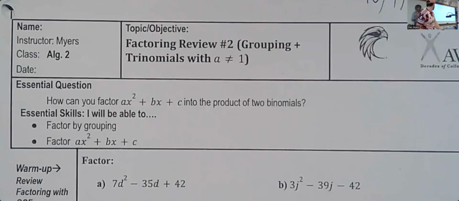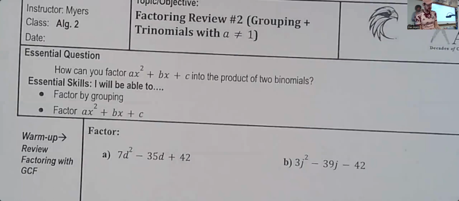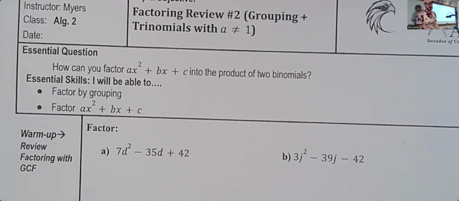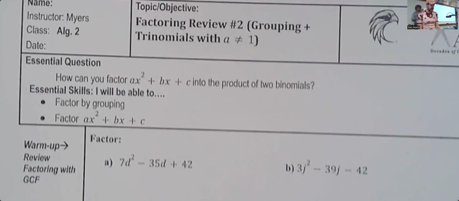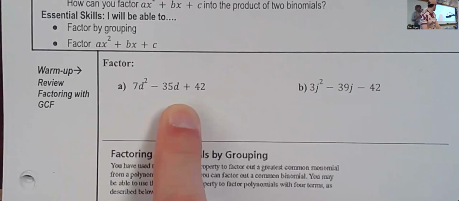All right. So we are going to be doing a couple things today. We're going to be talking about factoring by grouping along with factoring with a lead coefficient not equal to 1. So let's just go ahead and start by factoring out the GCF here. We'll just go ahead and do these two real quick.